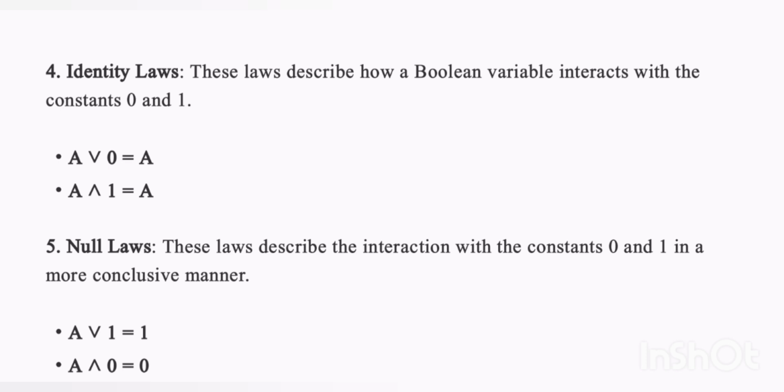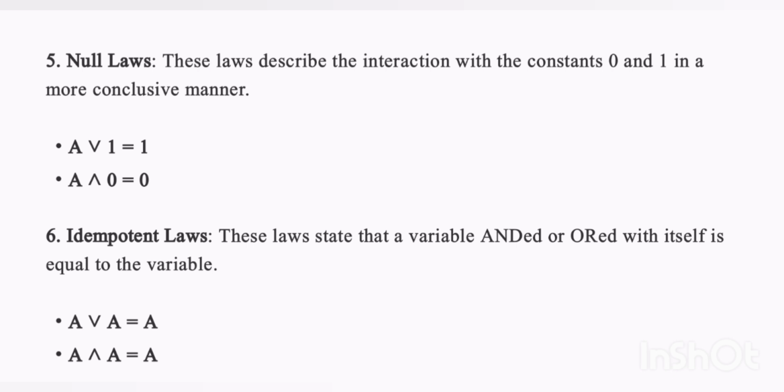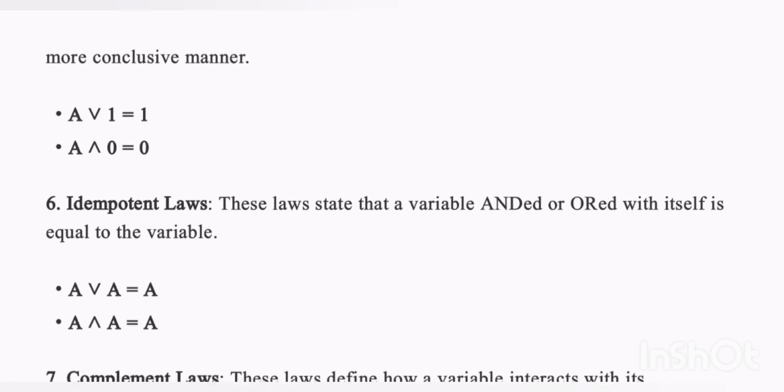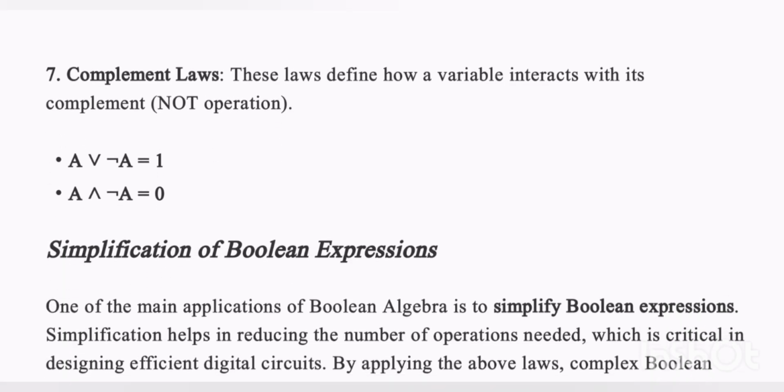5. Null laws. These laws describe the interaction with the constants 0 and 1 in a more conclusive manner. A OR 1 equals 1, A AND 0 equals 0. 6. Idempotent laws. These laws state that a variable ANDed or ORed with itself is equal to the variable. 7. Complement laws. These laws define how a variable interacts with its complement, the NOT operation.